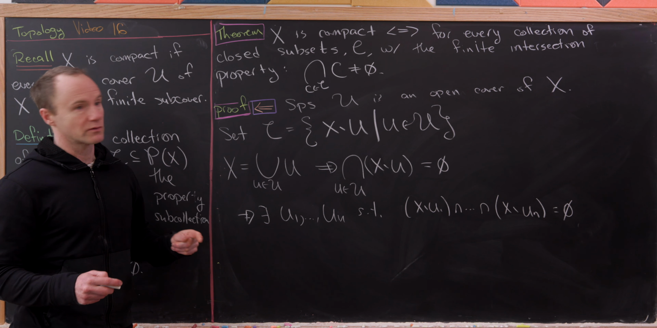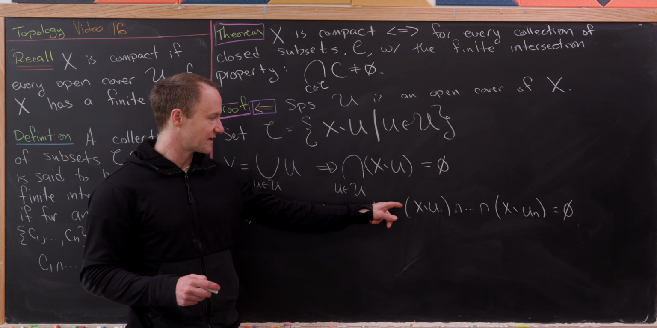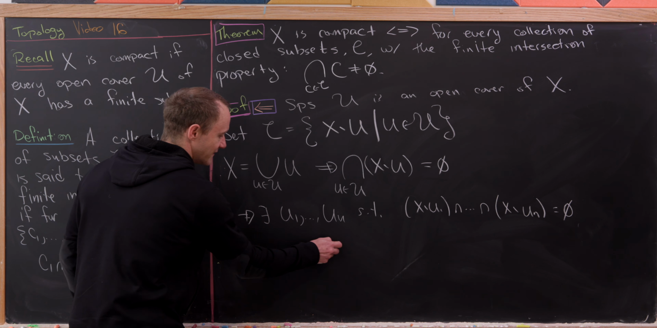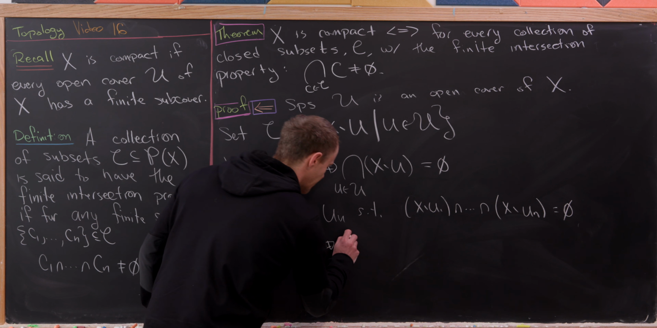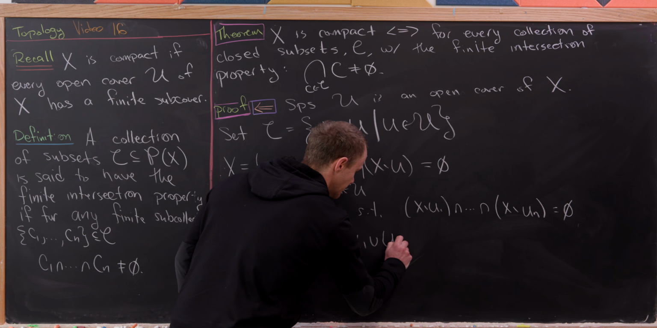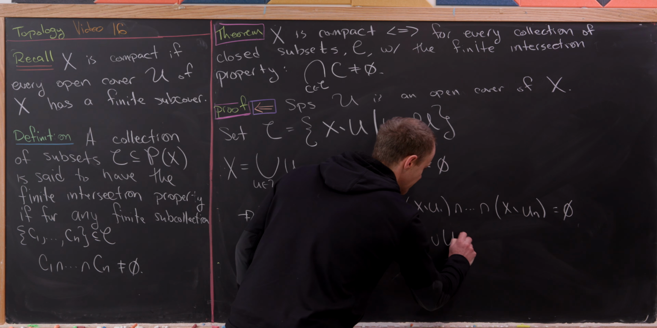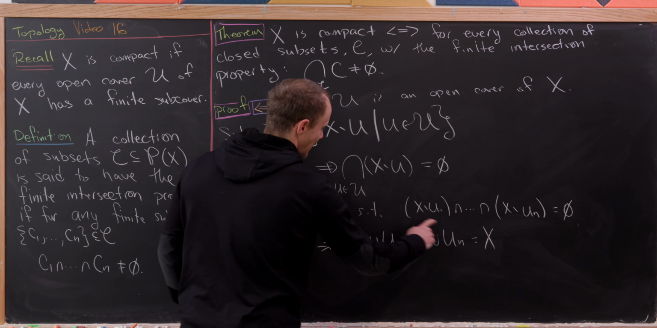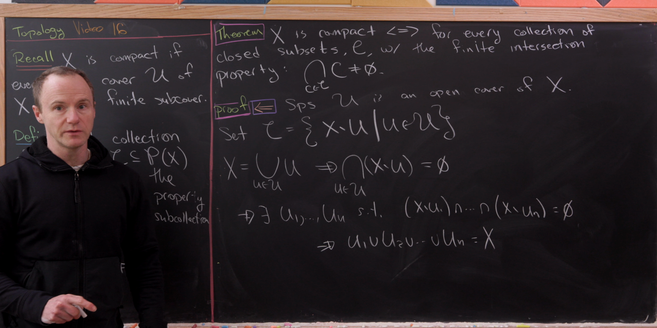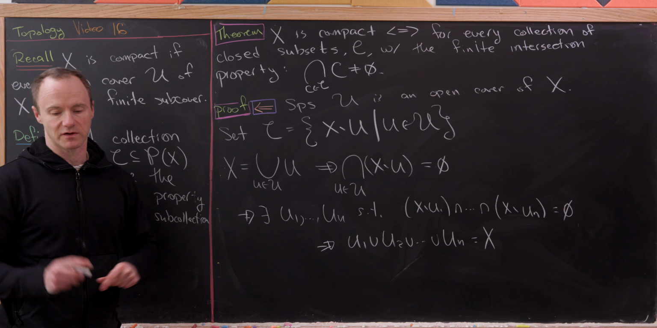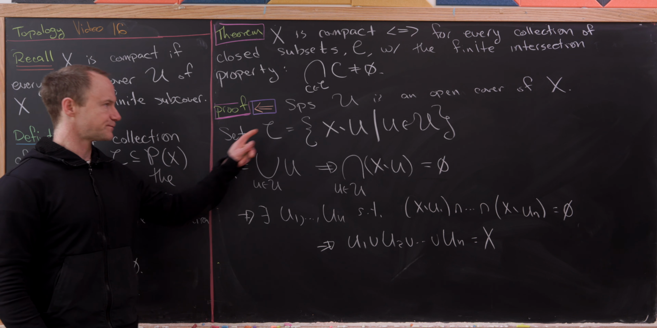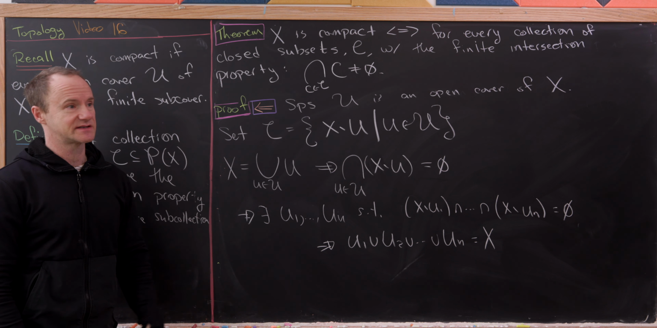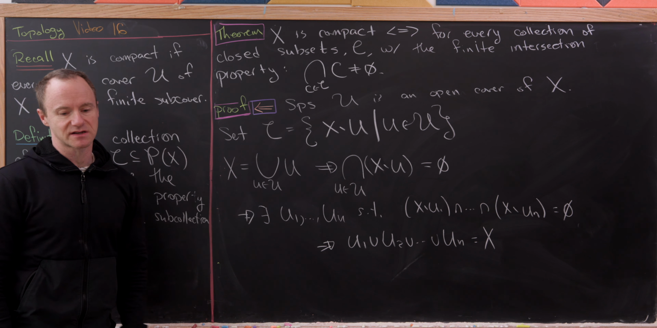But anyway, now we're ready to take the last step, which is to take the complement of this equation right here. If we take the complement of that set equation, we're going to get u1 union u2 all the way up to union un equals x. So, what does that mean? Well, that means that this u1 up to un is a finite subcover, but that's exactly where we wanted to go. We took an arbitrary open cover and we found a finite subcover, meaning that x is compact.